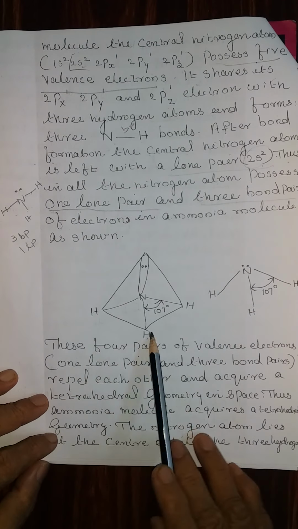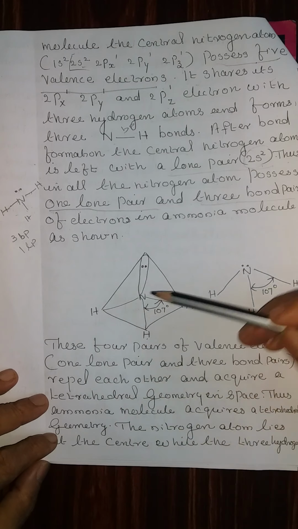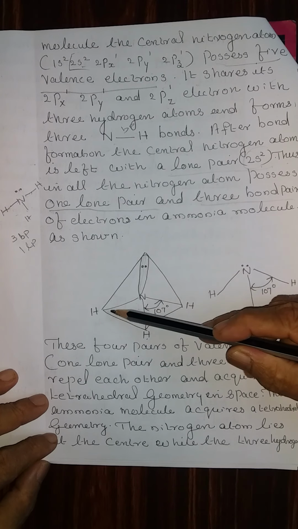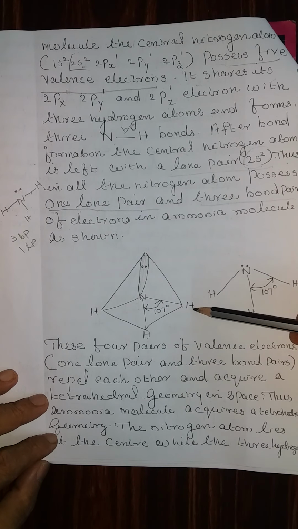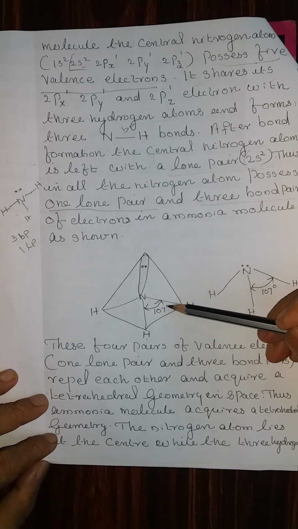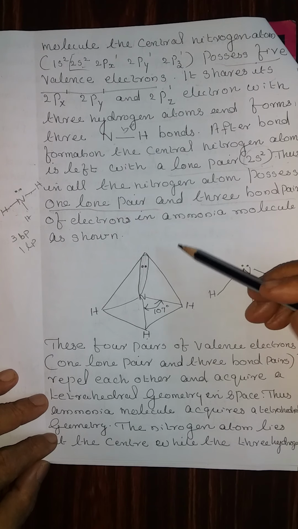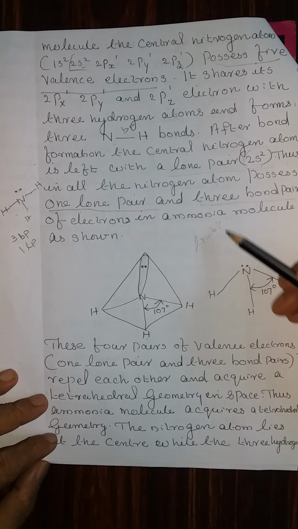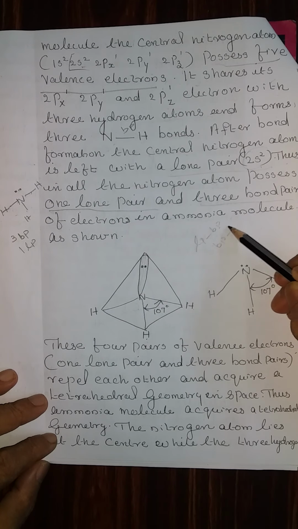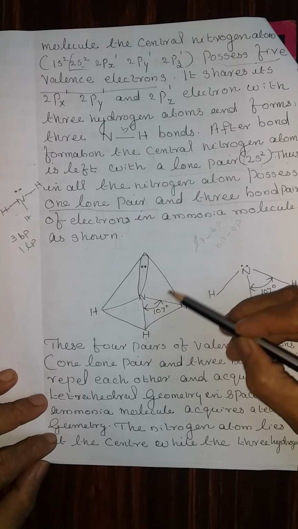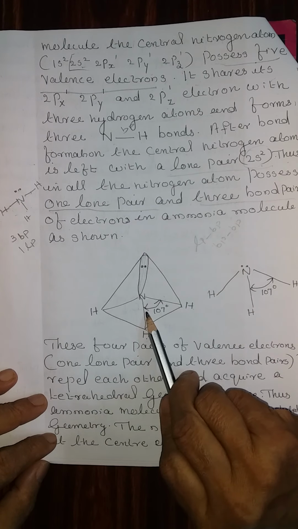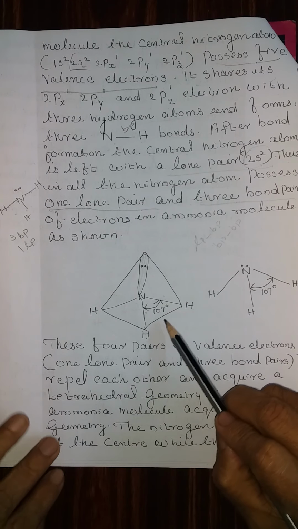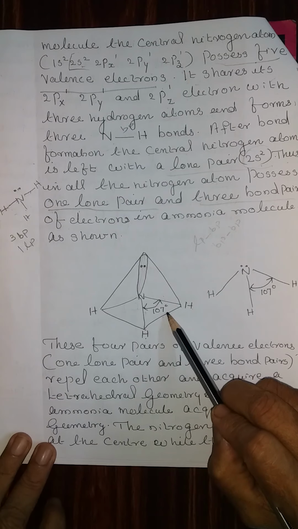It is a regular tetrahedral structure and one position is occupied by the lone pair and the other 3 are occupied by the hydrogen. We learned that the lone pair-bond pair repulsion is more than the bond pair repulsion. Because of this repulsion only, the angle 109 degree and 28 minutes is reduced to 107 degree.